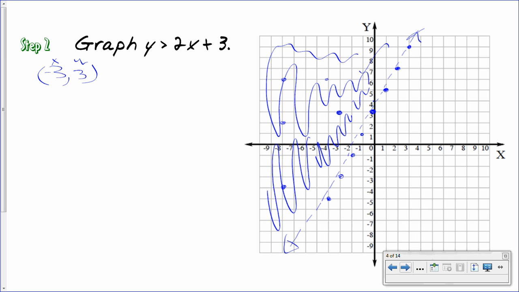So I can take 3, 2 times -3, and basically I'm just plugging the points in for y and x. So it's 3 greater than -3. So it is a true statement.